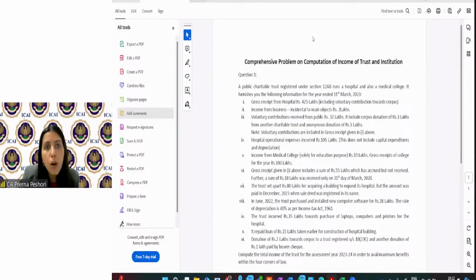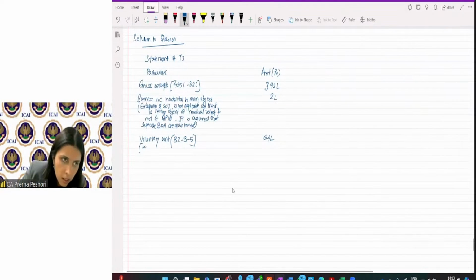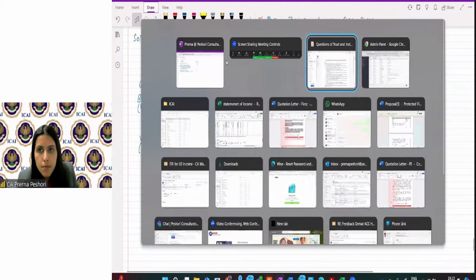Fine. Now, what will happen to the anonymous donation? You can just first write over here: corpus donations are excluded as it is exempt. Now, what will happen regarding the anonymous donation, students?